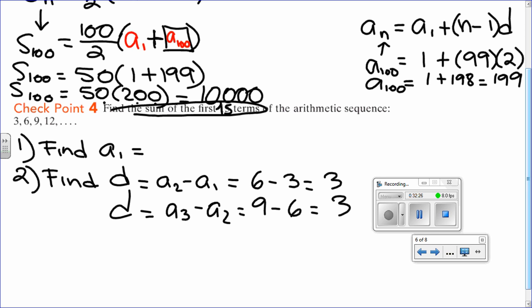So then the first term given to us is right here. It is also 3. So now we have that. What should be our third step? We have the first term and the common difference.